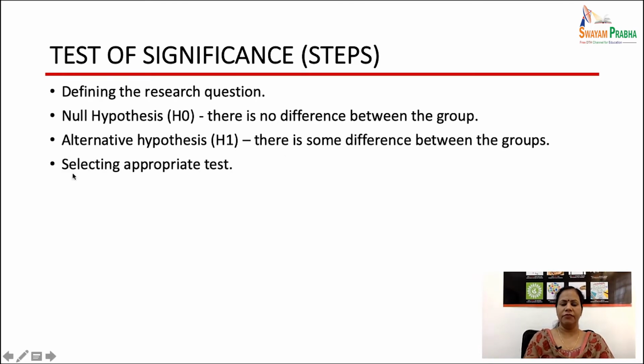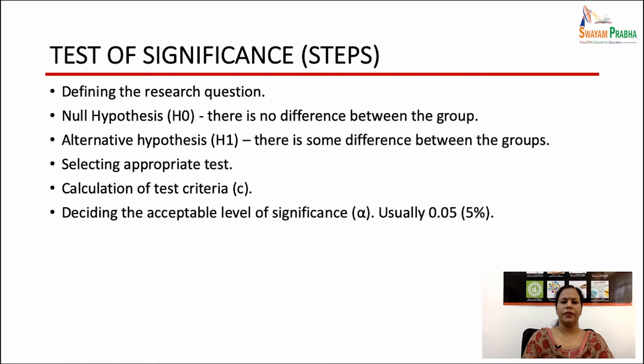Then, based upon that, we select what type of test is needed, whether you are trying to find out the test of significance of difference, or you want to find out the relationship between some variables, or the association between some variables. Based upon that, you select the appropriate test. After selecting the appropriate test, you have to set the test criteria, that is, what the level of significance will be, what the level of confidence will be, and then you decide the acceptable level of significance.